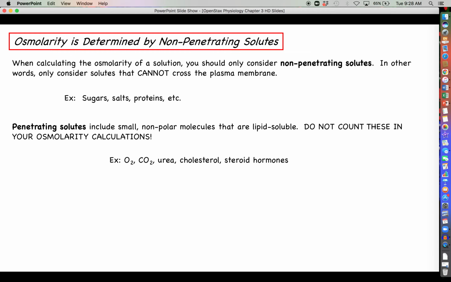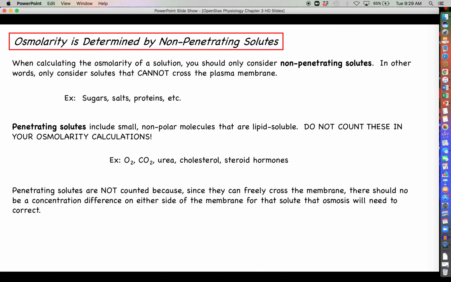So penetrating solutes will include all those small nonpolar solutes that we talked about before that can cross the membrane all by themselves. So these are the types of solutes that if we do have a concentration gradient, they can move across the membrane all by themselves to correct the gradient so water does not have to. So in this case, we're talking about things like gases like oxygen and carbon dioxide, urea, and then hydrophobic lipid molecules like cholesterol and steroid hormones. Those are the types of solutes that, even if they are in solution, you are not going to include in your osmolarity calculation.